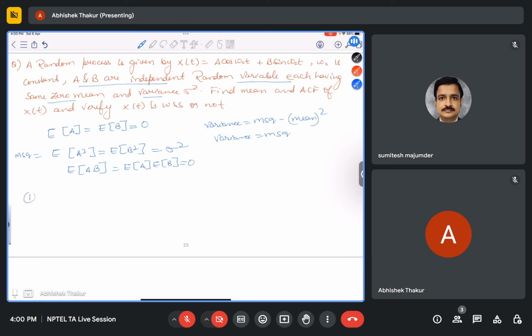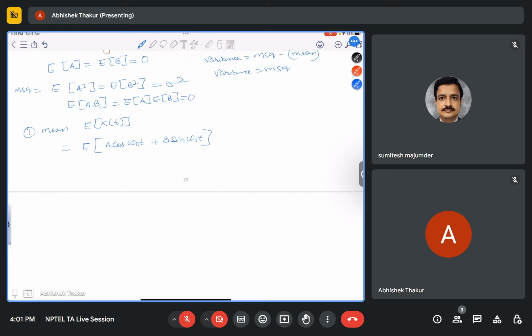Now we will find the first part of this question, that is the mean. So the expectation of x(t) is equal to the expectation of A cos(ω₀t) + B sin(ω₀t). So this is equal to the expectation of A into cos(ω₀t) plus the expectation of B into sin(ω₀t). These terms are 0. So the mean will be 0 plus 0, that is equal to 0.